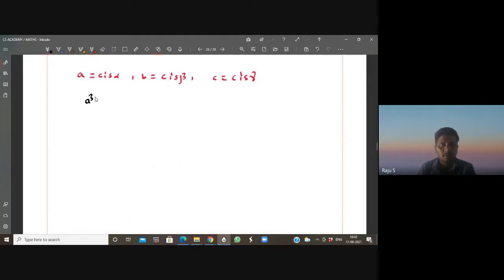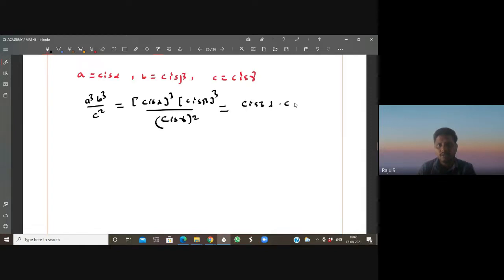Yeah. a cube b cube by c square. Cis alpha whole cube, cis beta whole cube by cis gamma whole square. Shall I write this as cis 3 alpha, cis 3 beta by cis 2 gamma with the help of the properties? Yes. Okay, this is in the form of cis theta 1 into cis theta 2. The formula is cis of theta 1 plus theta 2, by cis 2 gamma.